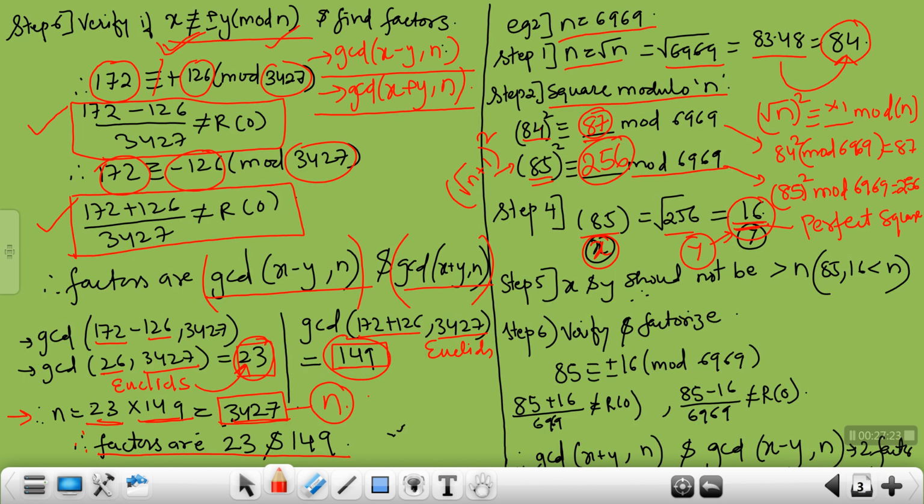The same thing we are doing over here. x is the number, and the square root of the number we are taking as y. So the x value is 85 and the y value is 16. I need to check if x and y are greater than n.